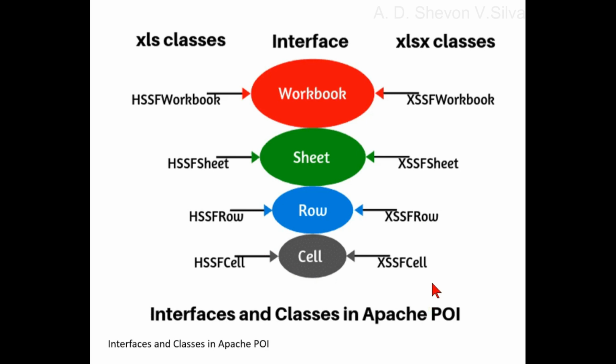XSSFCell. XSSFCell is a class that is represented in the org.apache.poi.xssf.usermodel package and implements the Cell interface. It is used to create a cell in a row of a spreadsheet of an XLSX file. HSSFCell is a class which is represented in the org.apache.poi.hssf.usermodel package and implements the Cell interface. It is used to create a cell in a row of a spreadsheet of an XLS file.